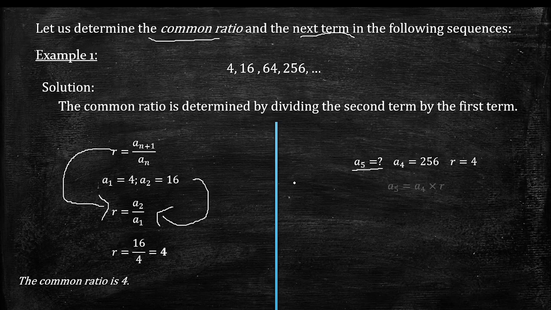After getting that one, simple lang, gawa tayo ng formula. So, a sub 5 is equal to a sub 4 times the ratio. So, yan lang yung formula. The fifth term is equal to a sub 4 times the ratio. Para makuha natin si a sub 5, kailangan lang natin si fourth term, then i-multiply natin sa common ratio para makuha siya. So, substitute na yung value. So, a sub 5 or the fifth term is equal to 256 times 4. So, the answer is a sub 5 is equal to 1,024. Therefore, the next term or the fifth term is 1,024.